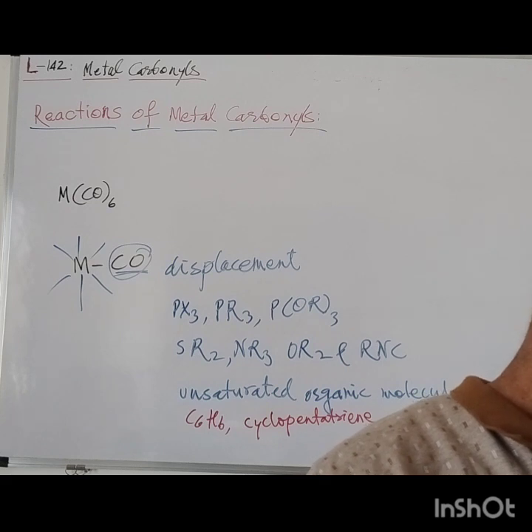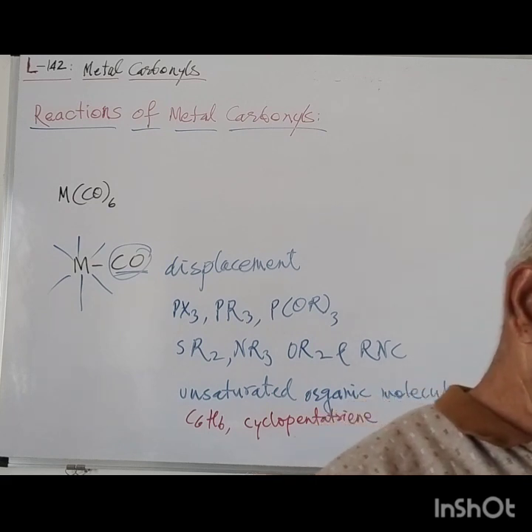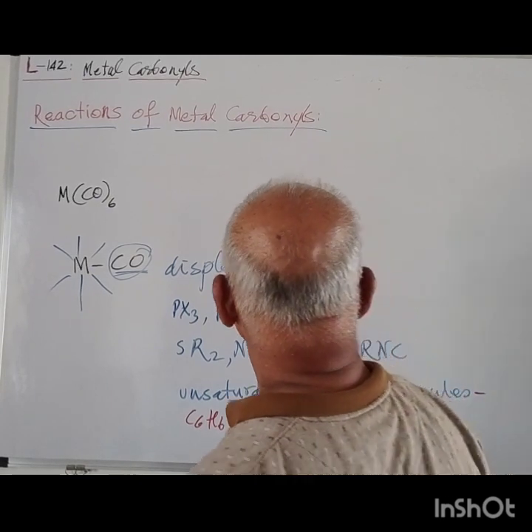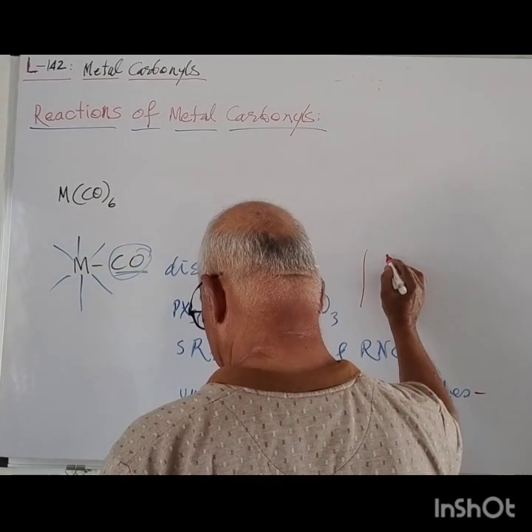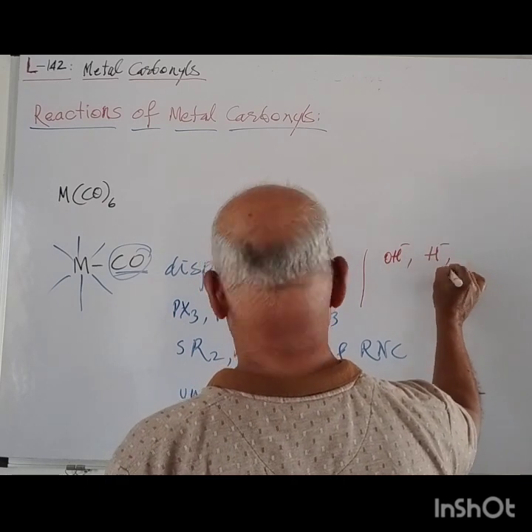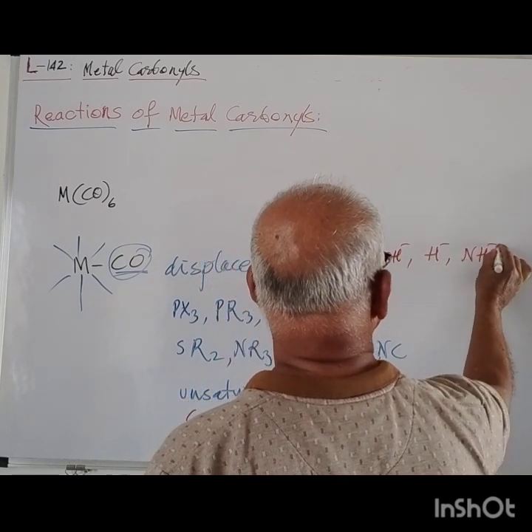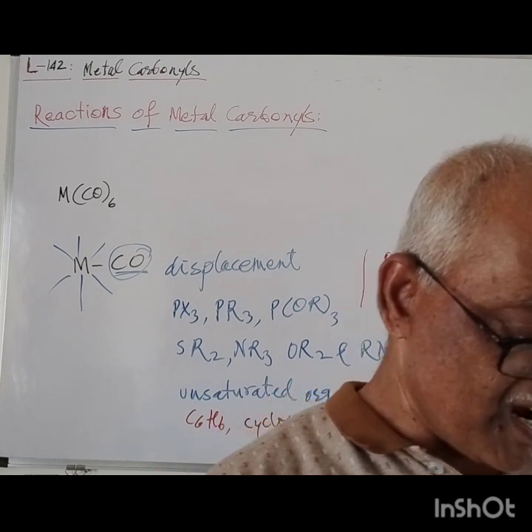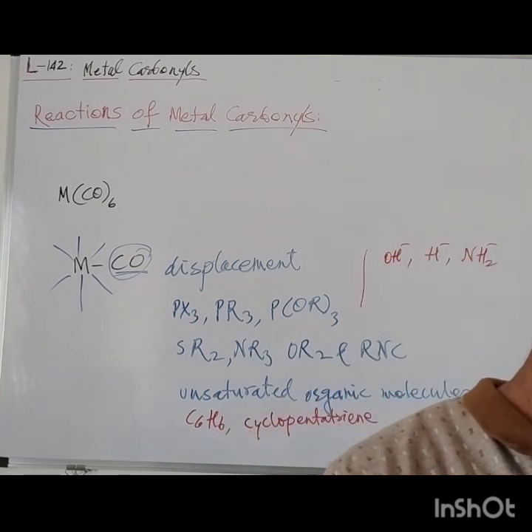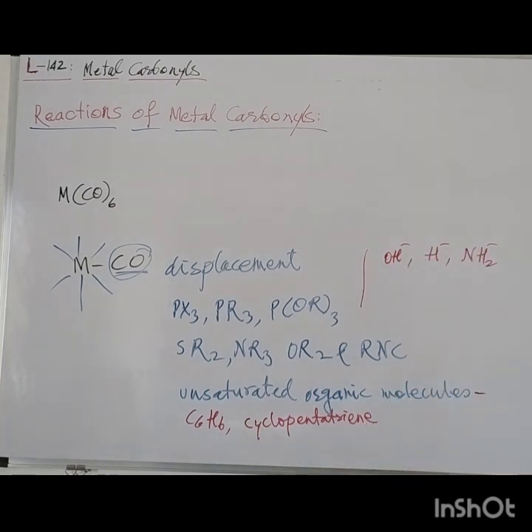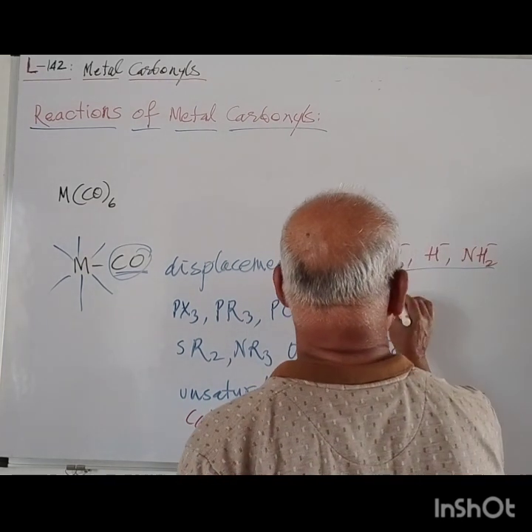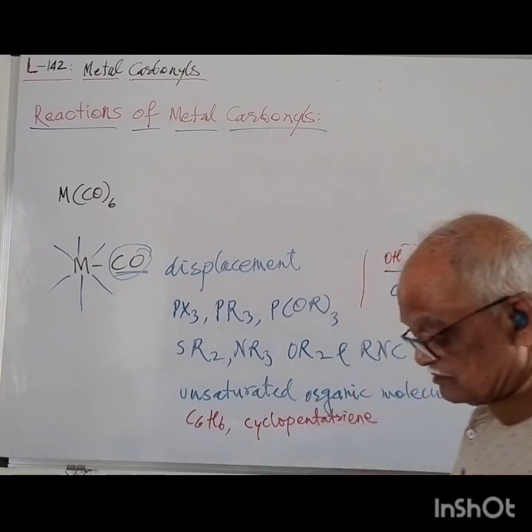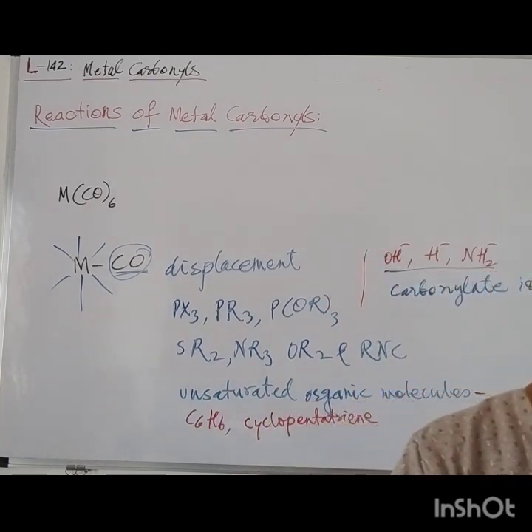Another important general reaction is with bases of a simple type, such as H minus, NH2 minus, etc. These lead to carbonylate ions. So the reactions of these will produce carbonylate ions. We will see some examples later on.